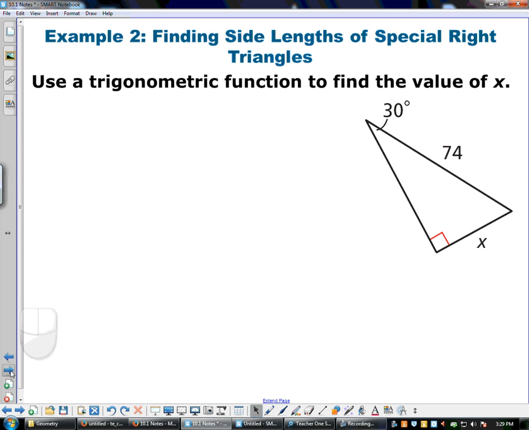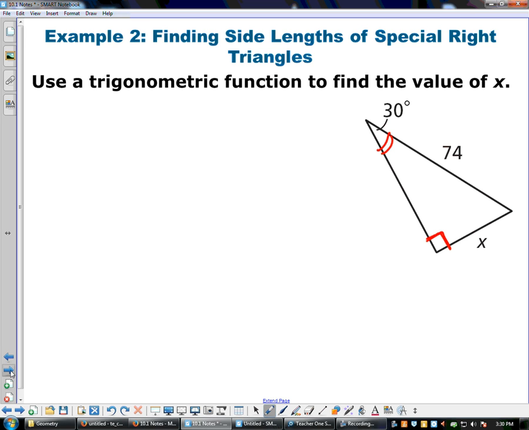Now, how are we going to use these trig functions? Notice in order to use them, you always have to have a right triangle in order to make this work. So we're going to use a trig function to find the value of x. So I'm given a right triangle. Again, I know it's a right triangle based on my marking here of 90 degrees. And in this case, I was told that this angle up here has a measure of 30 degrees.